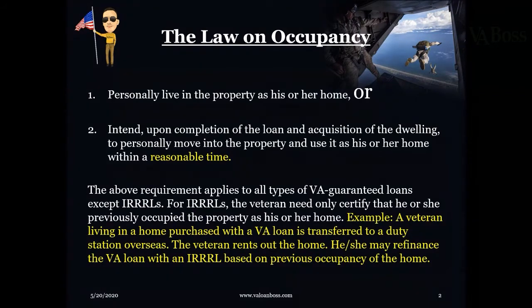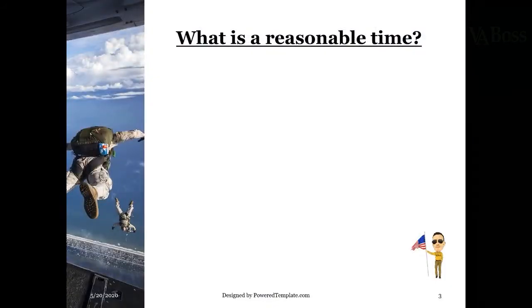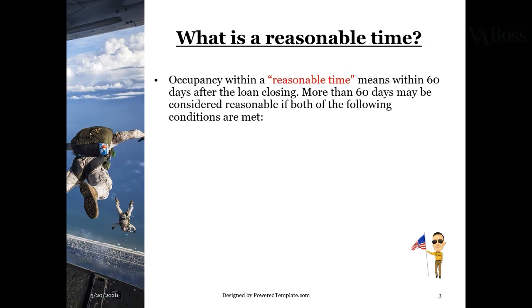Okay, so keep that in mind when you're talking to your clients, especially if you're having the consultation like we do when we talk to them about utilizing their benefit to create passive income down the road. Okay, so the reasonable time frame. What is reasonable time? Reasonable time typically means 60 days after closing. They sign an occupancy affidavit that says that.